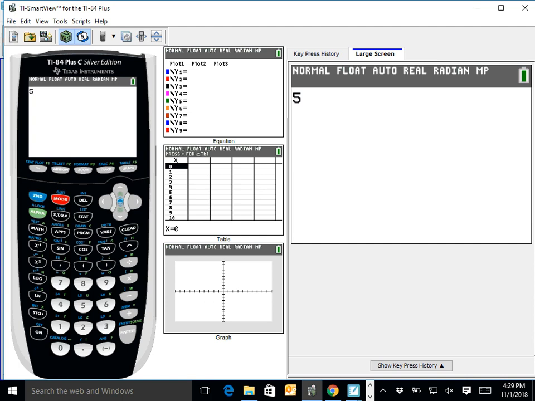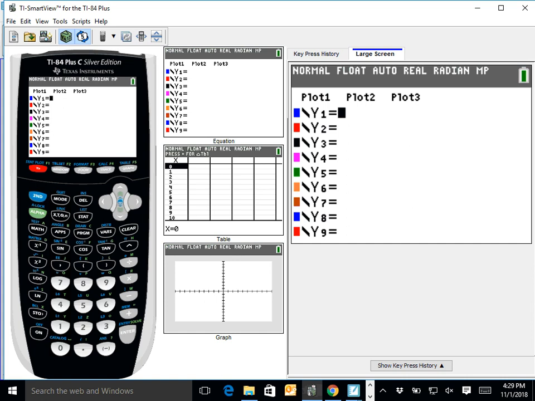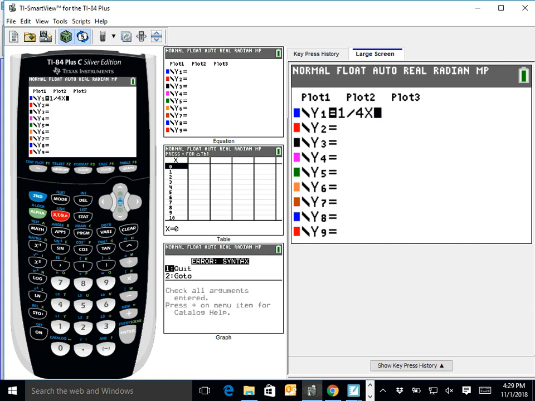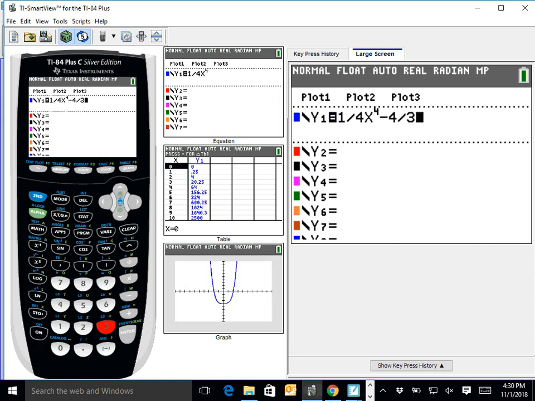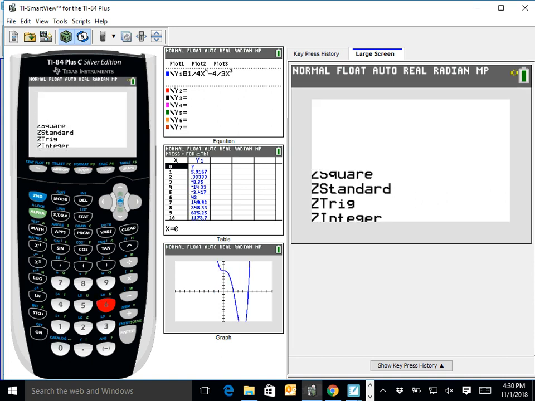So let's go to our y equals. Let's go ahead and type in 1/4 x to the 4. Again, I want to graph f here. Minus 4/3 x cubed plus 7. Okay. I don't know what window is going to be good here, so I'll just do zoom 6. Hey, that's a pretty good window.